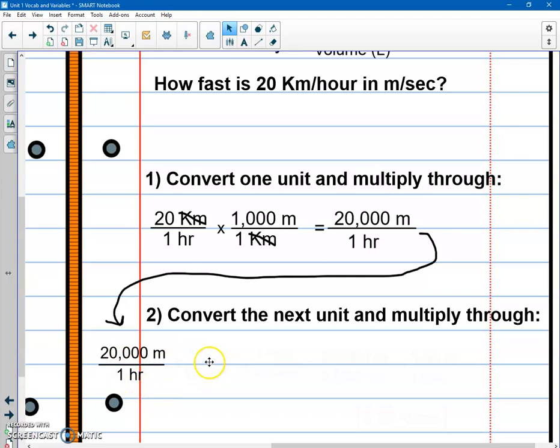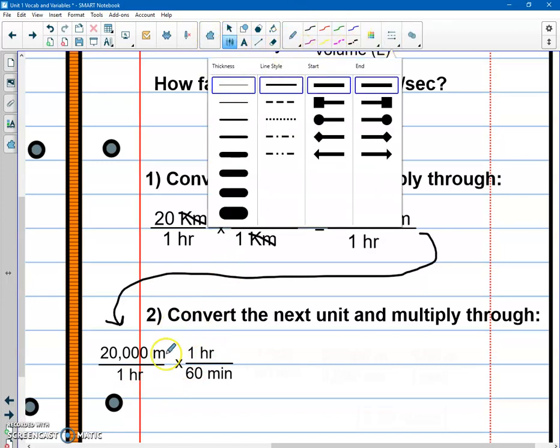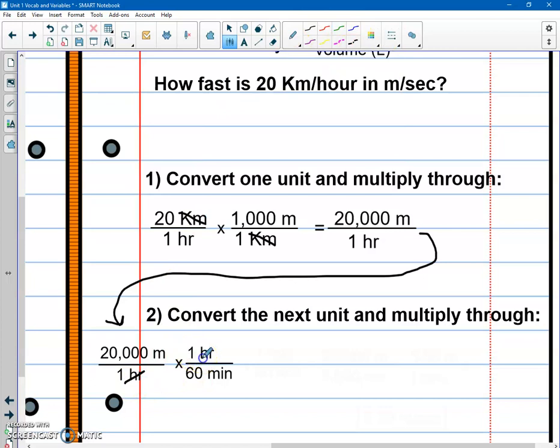So first, let's convert it to minutes. So what we do is we write 1 hour over 60 minutes. It's just 1, but we put the hour on top so we can cancel it out. We see that? So we can cancel out hours just like that. And then we can go 1 minute over 60 seconds. We put minutes on top because minutes is on bottom over here. And we can cross out minutes. So now take a look at the units that are not crossed out. We have meters and we have seconds.